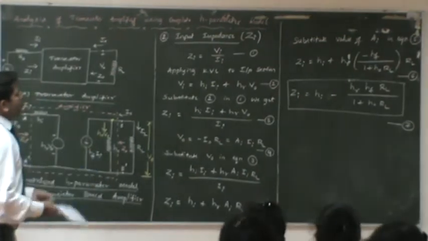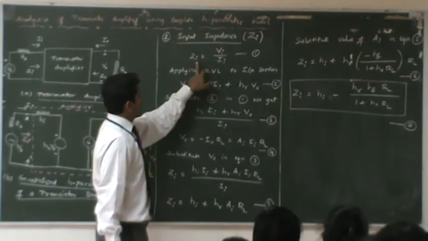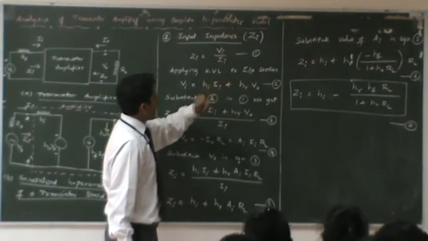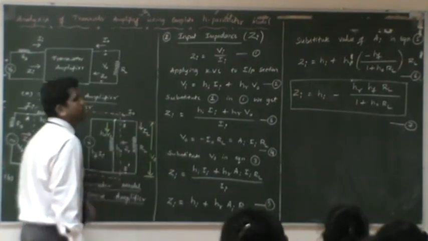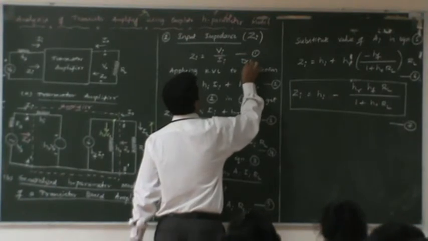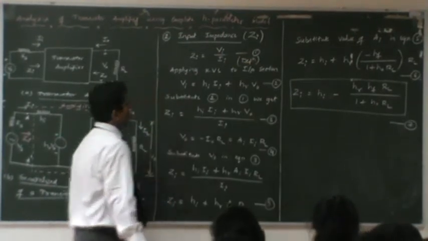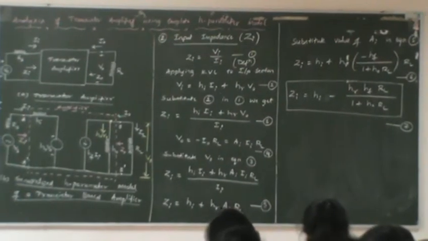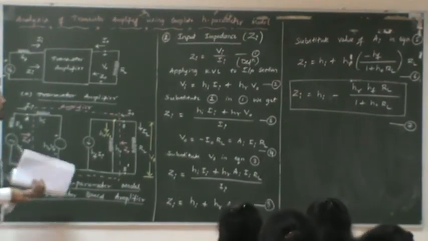Derivation. Input impedance as per the definition is Zi equal to Vi by Ia. This will be called equation 1. This is from the definition. It is the ratio of input voltage to input current that gives the impedance.